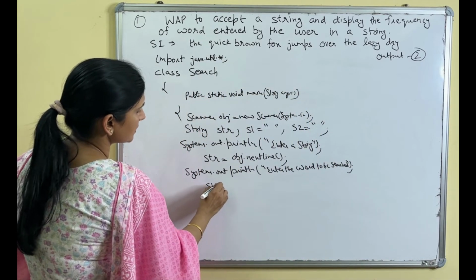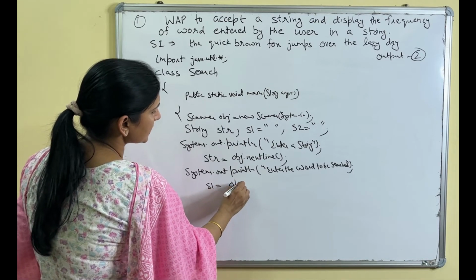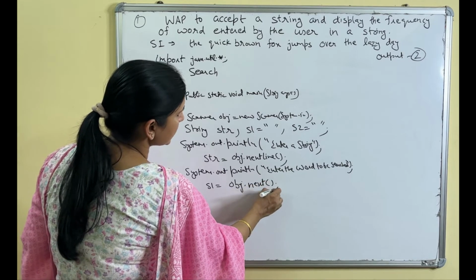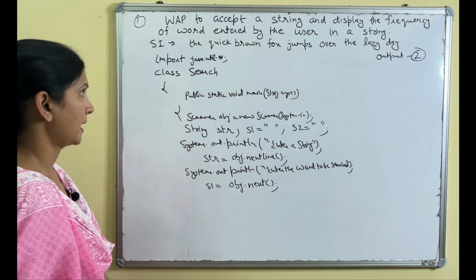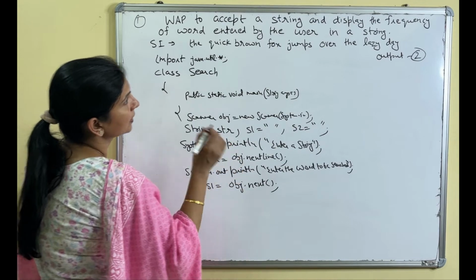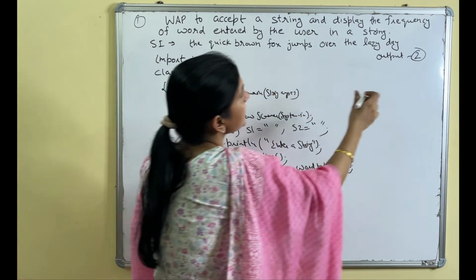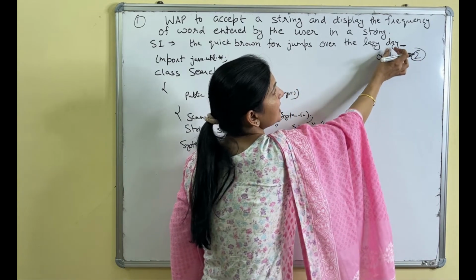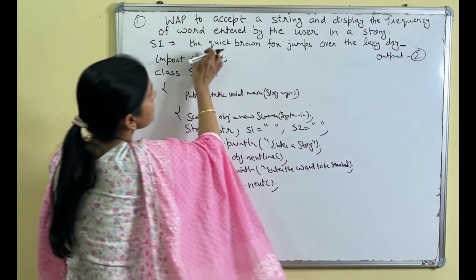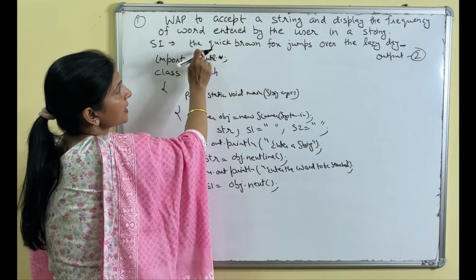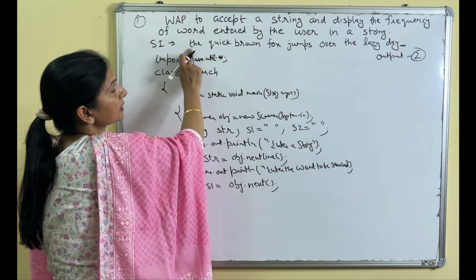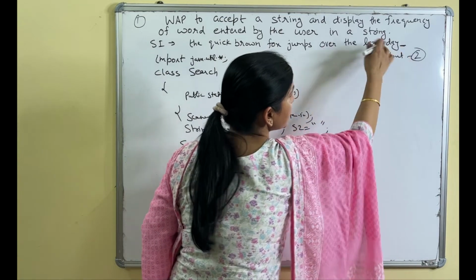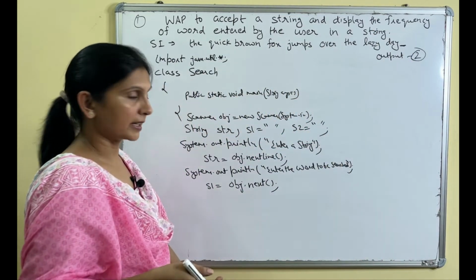So I am storing in s1 obj.next(). As it is a word, we will use the next function. Now first we will add a space at the last. Why are we adding a space at the last? So that we can check the last word also, because we are checking each and every word with the space only. As we get the space, it means we have got one word. So to check the last word, we need one blank space after it.